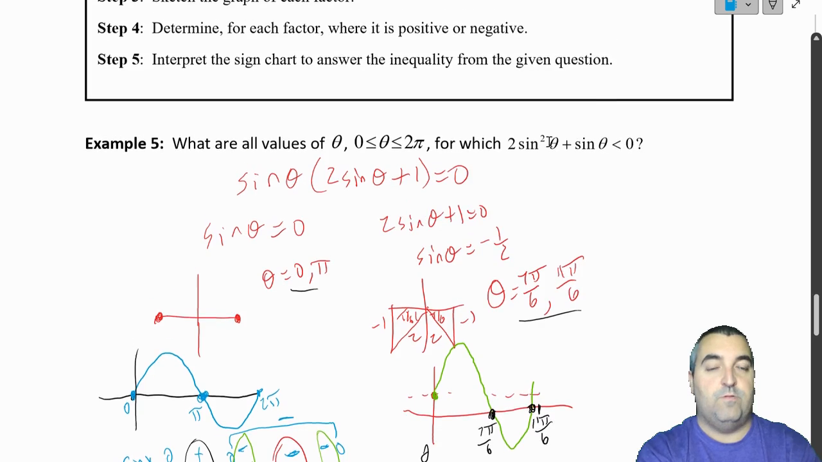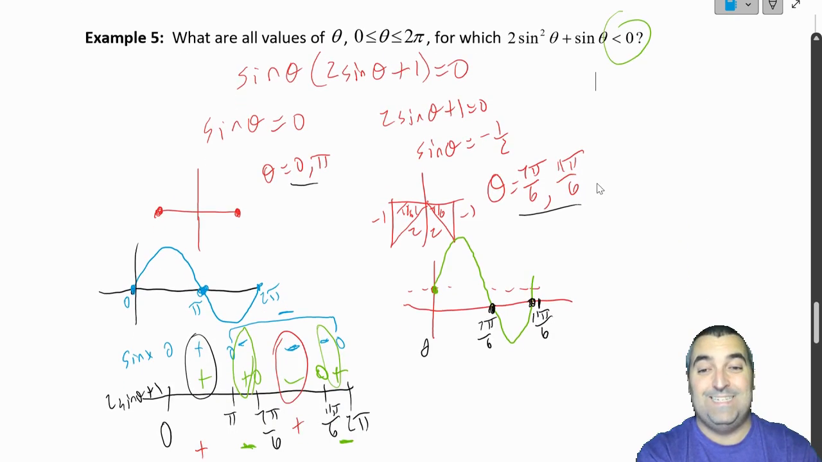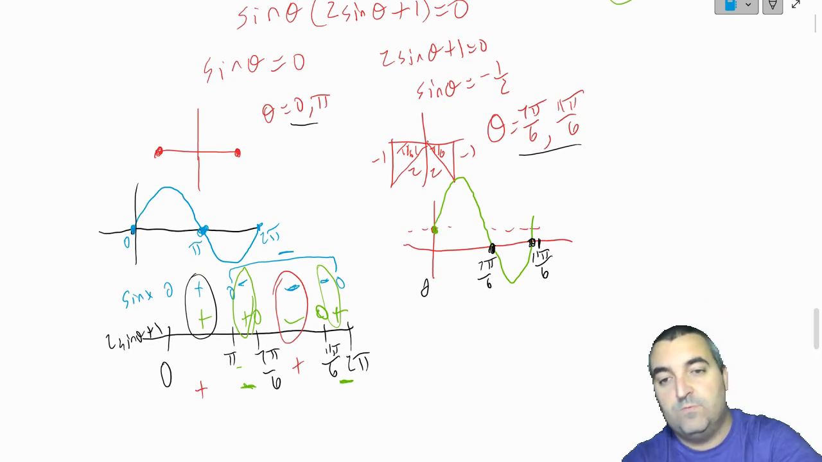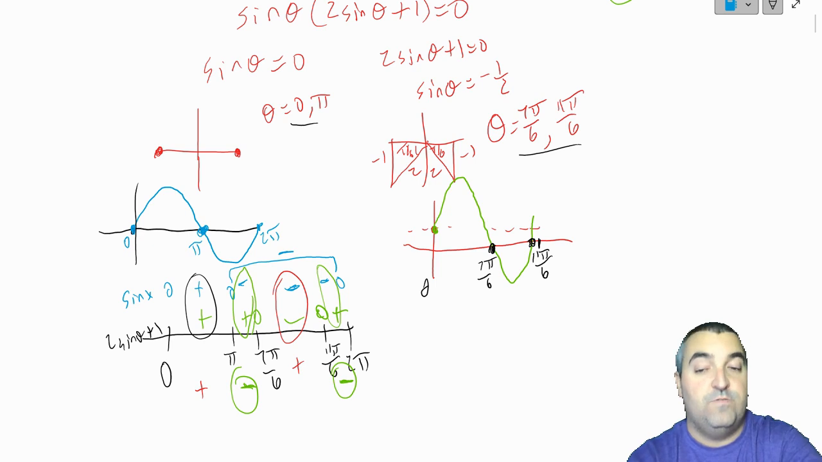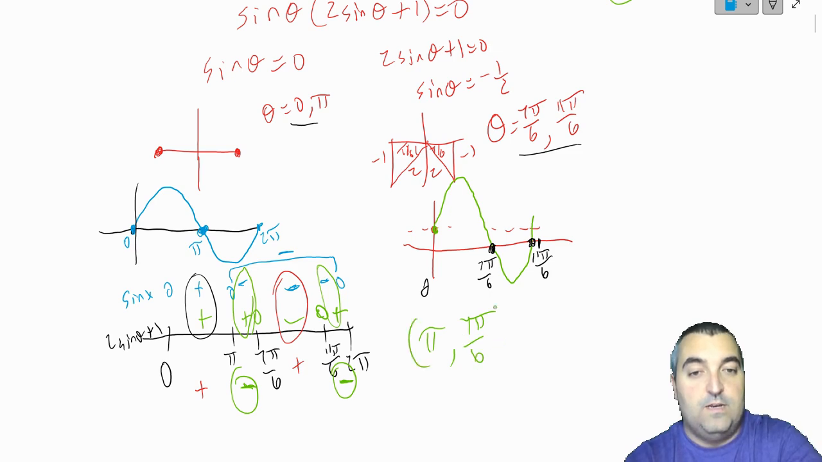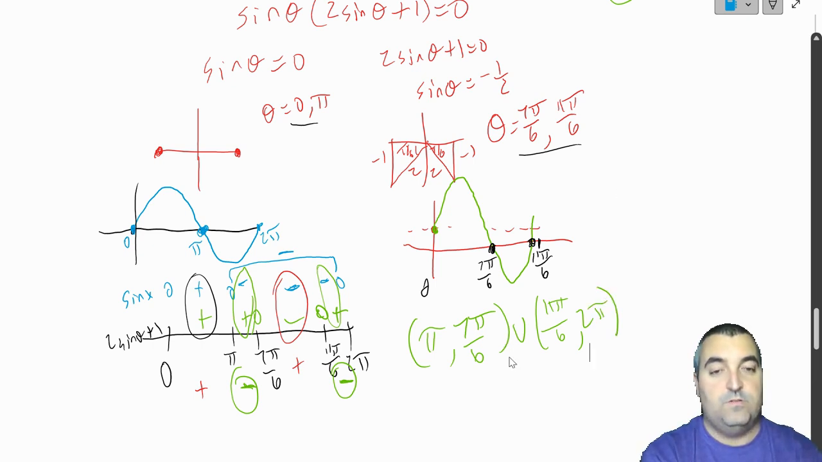We go back to what we were looking for, because after all this work, you may have forgotten. We want less than 0. Less than 0 means we want the 2 negative intervals. So our answer would be pi to 7 pi over 6, exclusive, so we don't include the endpoints, union 11 pi over 6 to 2 pi. And there we go, there's our answer.